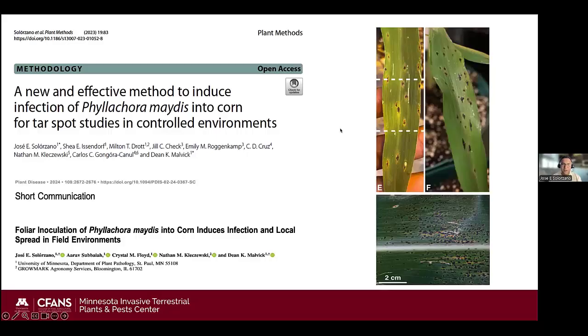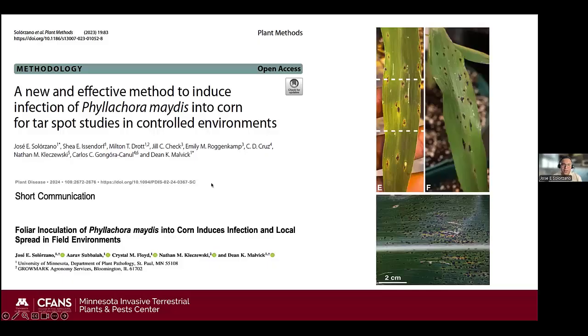There is one thing I didn't mention before about Phyllachora maydis. Phyllachora maydis is an obligate biotroph organism. What that means is that we cannot take this fungus to the lab and grow it in culture media. This fungus only grows in corn and only reproduces in corn. So working with this fungus is a hassle in a few ways.